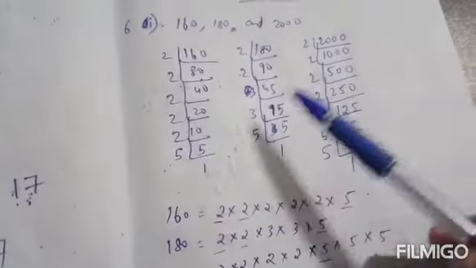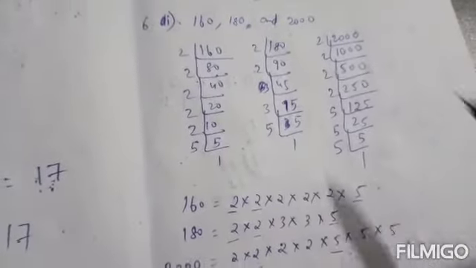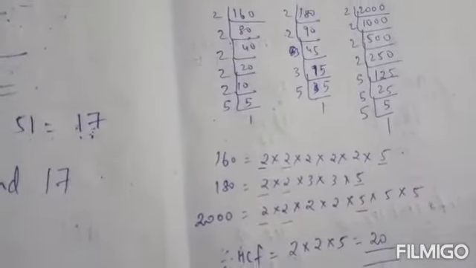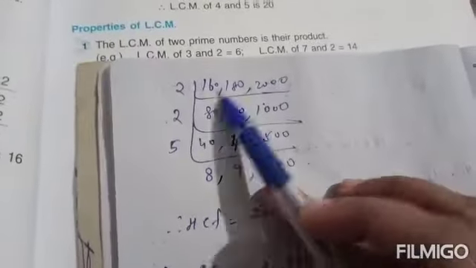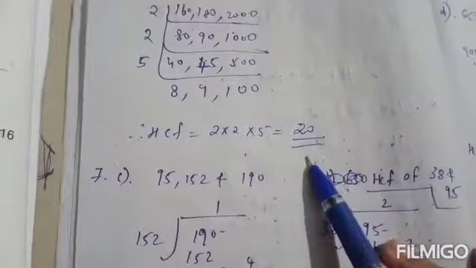Okay, prime factorization method: first you can do the prime factorization of the given numbers separately. In that way you can find the HCF, but you can also do the prime factorization of the three numbers together. Then also you will get the HCF 20.